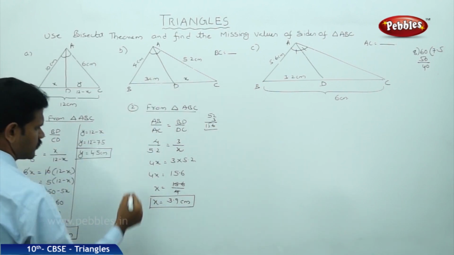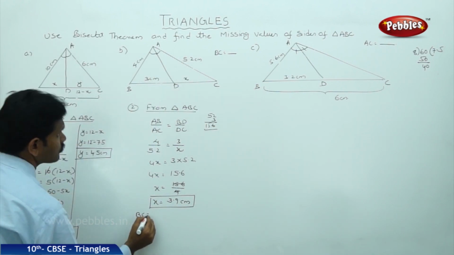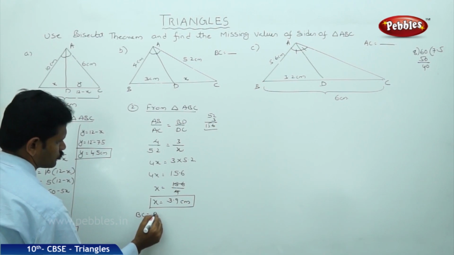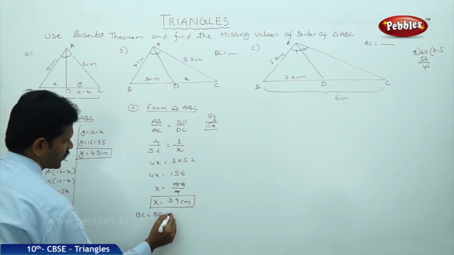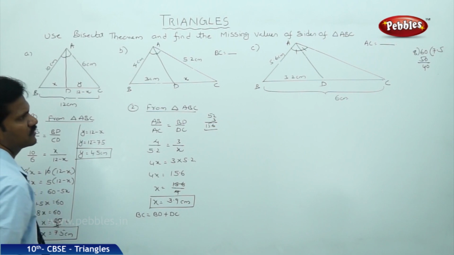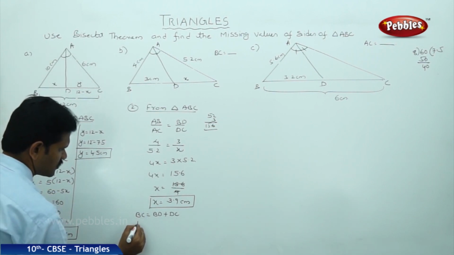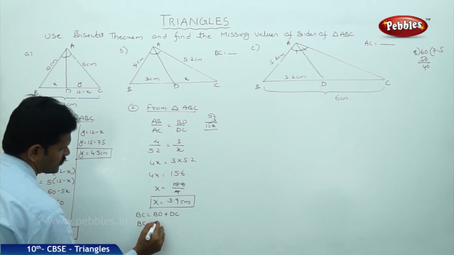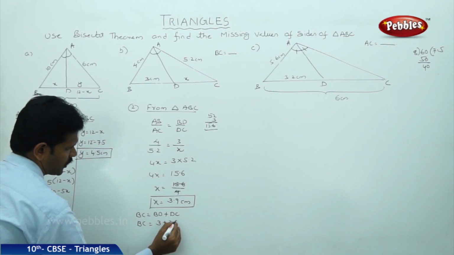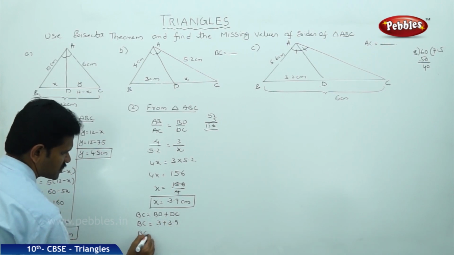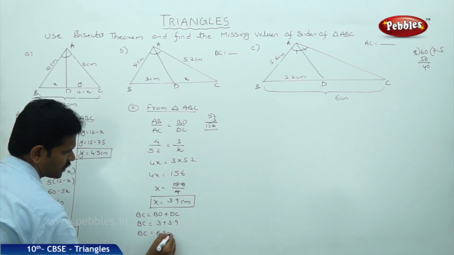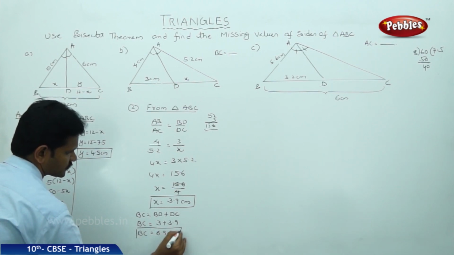Now I have to find the value of BC. BC is equal to BD plus DC. That is BC is equal to BD value 3 plus 3.9. Therefore BC is equal to 6.9 centimeters.